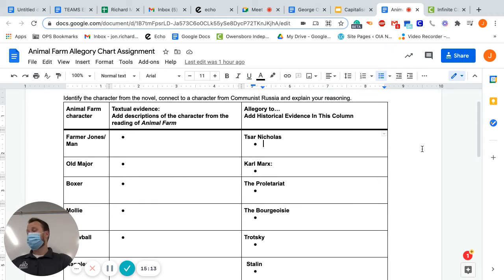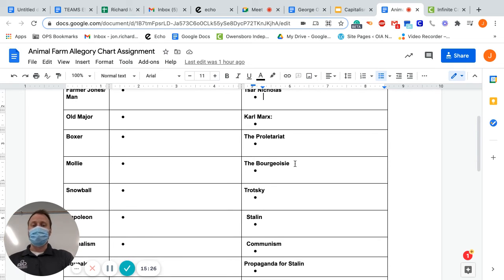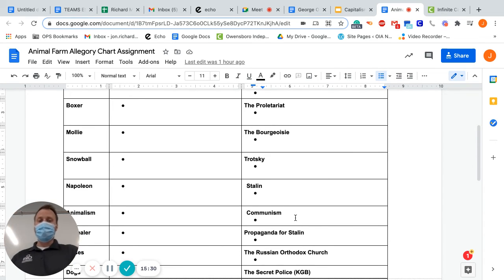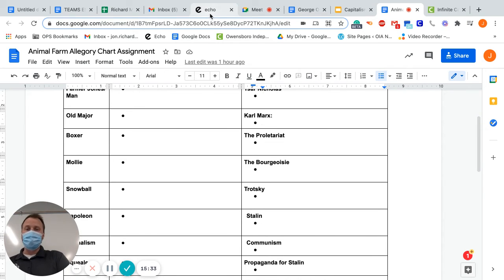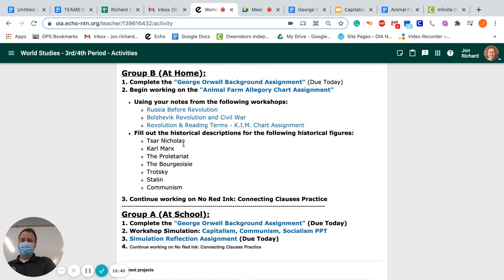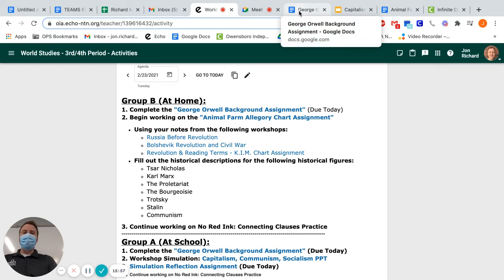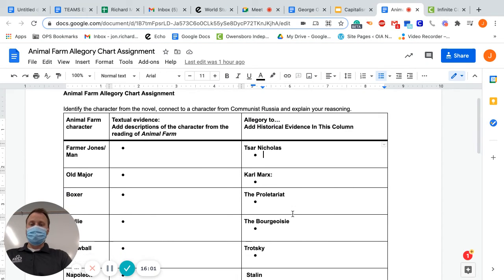Now, we haven't read the book yet, so you don't know these characters yet. That's okay. You're going to skip the left side. What I want you to do is on the right side, go through the characters that we've covered, which is Tsar Nicholas, Karl Marx, the proletariat, the bourgeoisie, Trotsky, Stalin, and communism. Okay? And I have that on the agenda. So Nicholas, Marx, proletariat, bourgeoisie, Trotsky, Stalin, communism. Use your notes from Russia Before Revolution, the Bolshevik Revolution and Civil War, and your chart to provide me some information about these historical figures, okay?